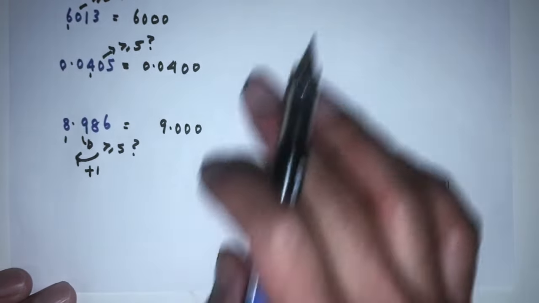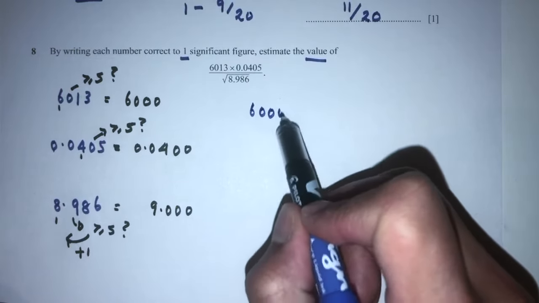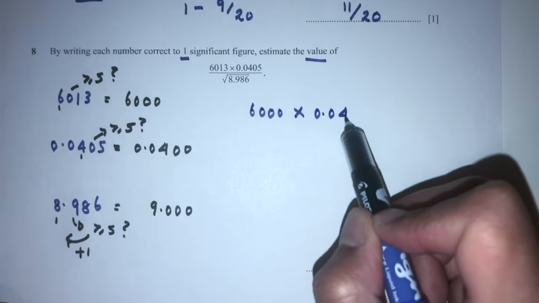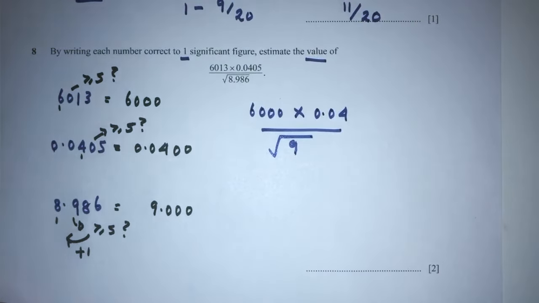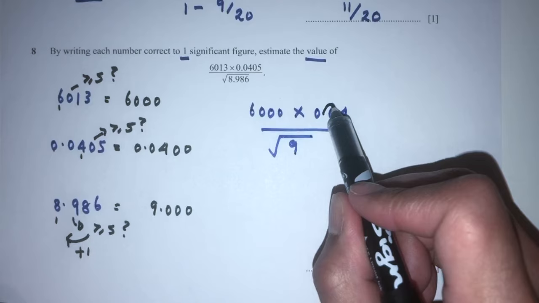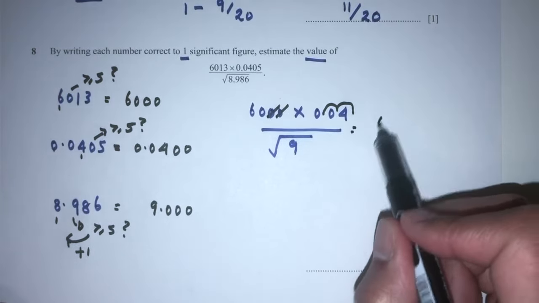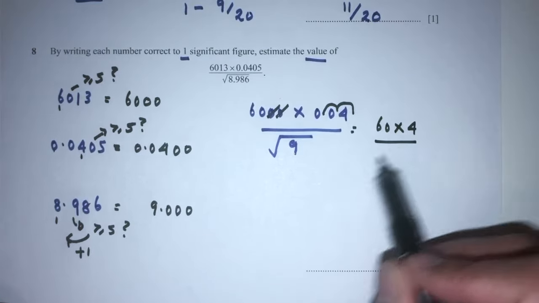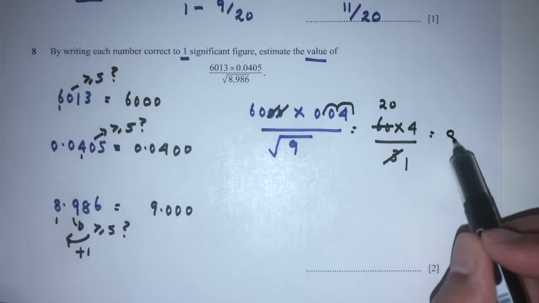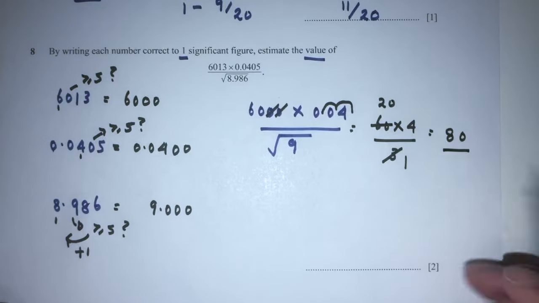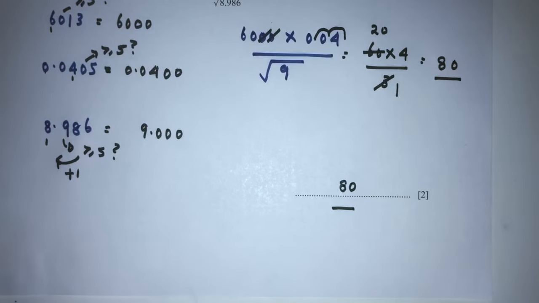We place back the numbers in your fraction to see what happens. So here you have 6,000 times 0.04 over 9 with square root. So here we can move the decimal place. We have to eliminate 2 zeros. You will have 60 times 4 over 3. That will be 1, that will be 20, and your answer should be 80. Estimation will be 80 for question number 8.